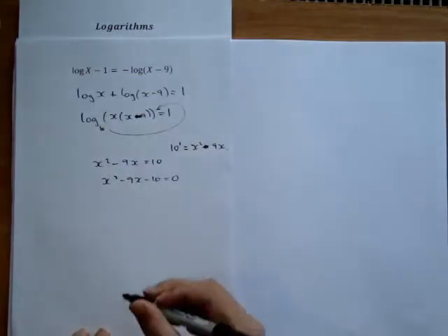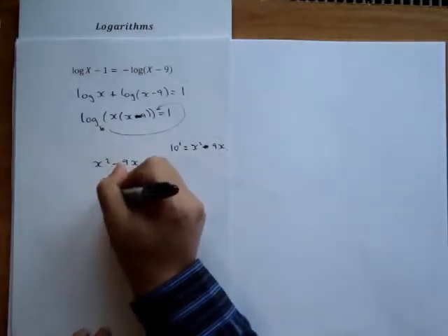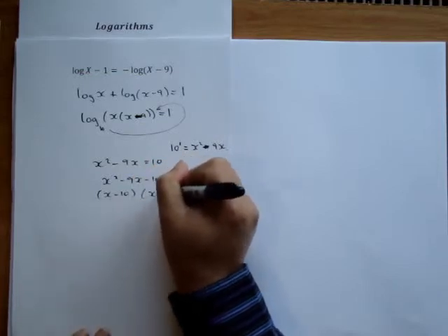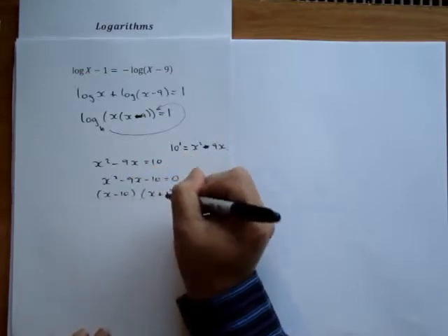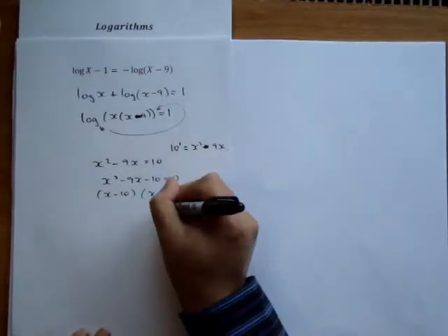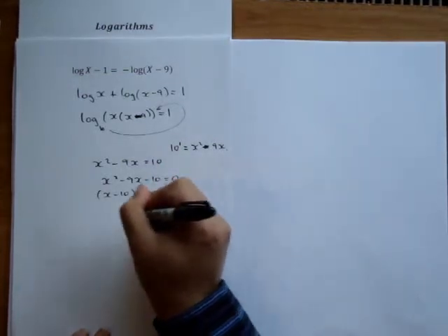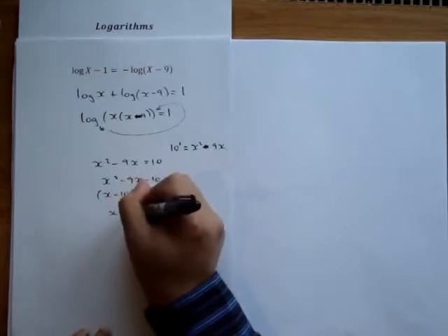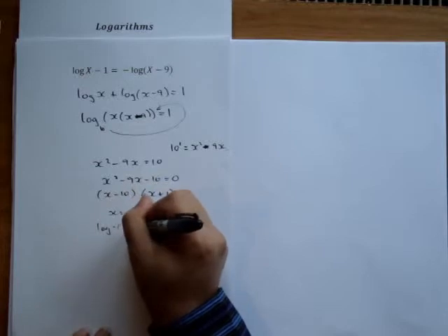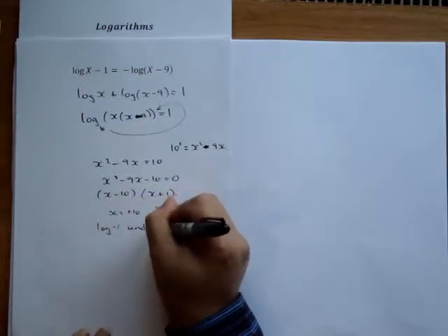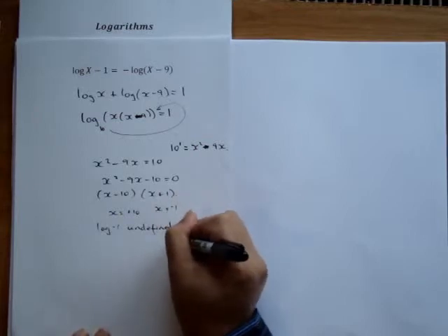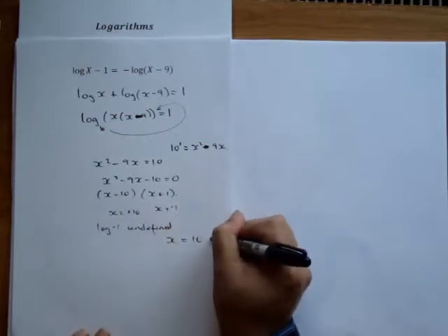This is a quadratic which we factorize and we get x minus 10, x plus 1. So this x could be minus 1 and x equals plus 10. Log of minus 1 is undefined, so our answer is x equals 10.